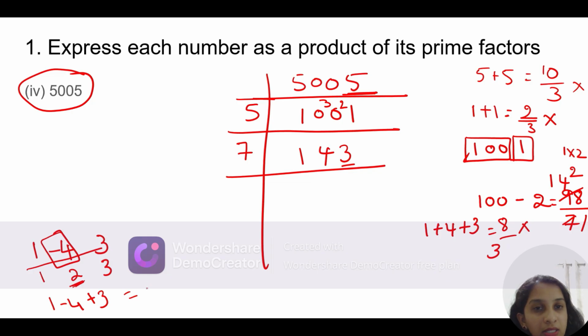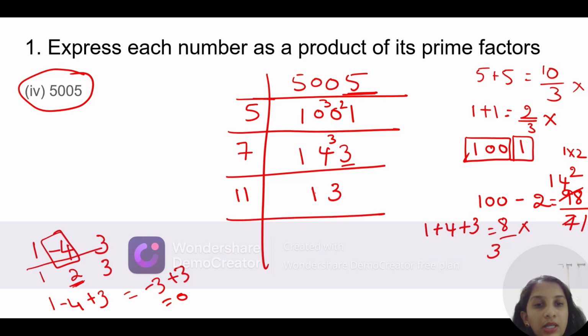If the sum is either 0 or divisible by 11, that means this number is divisible by 11. 1 minus 4 is minus 3. Minus 3 plus 3 equals 0. That means it is divisible by 11. Okay. Now 11 ones are 11. 3 will be remaining. 11 threes are 33. Yes. This 13 is a prime number, so it can be divisible by 13 only. 13 ones are 13. Done.